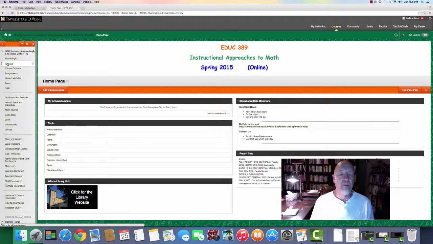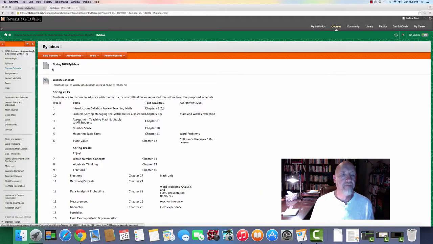We're going to move to the syllabus page. And on this page, you'll find a link to the syllabus, and you'll find that I have pasted, not well, but it's been pasted, the weekly schedule so you'll know what the topic is, what chapters you need to read, and what is the assignment that's due that week. Let's take a look at the syllabus.